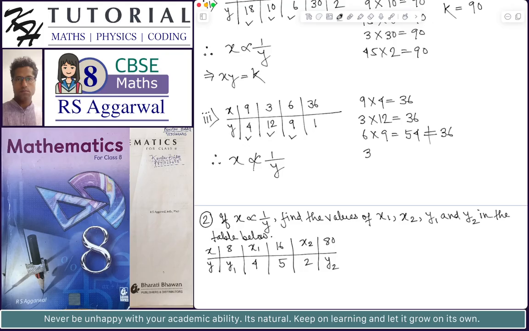Of course the last corresponding values also come out to be 36, but because of that one pair, we can say the table does not correspond to the fact that the quantities x and y vary inversely. If in a given table it is said that the quantities x and y are inversely related to each other, then for all the corresponding values in the table, their product must be the same.